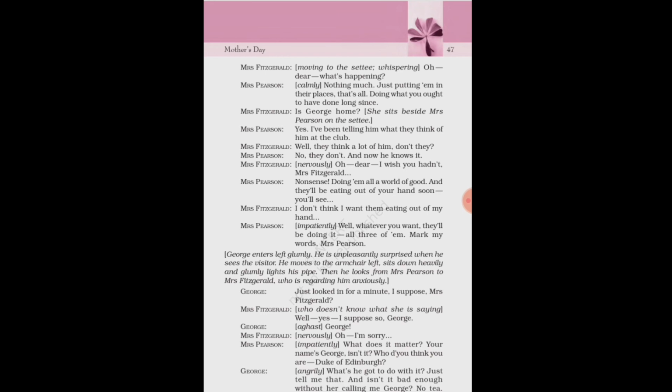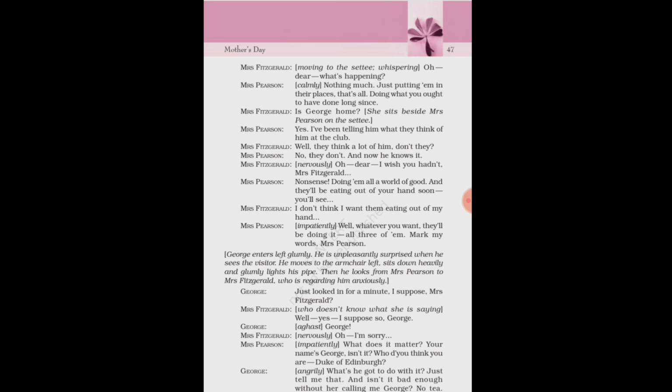"Just looked in for a minute. I suppose..." Mrs. Fitzgerald, who doesn't know what she's saying: "Well, yes, I suppose so." George, aghast: "Oh, I'm sorry." Mrs. Pearson: "What does it matter? Your name is George, isn't it? Why do you think you are Duke of Edinburgh?" George, angrily: "What's he got to do with it?" "Just tell me, and it isn't good enough without her calling me George. No tea, a pompous person, and poor Doris has been crying her eyes out upstairs, yes, crying her eyes out."